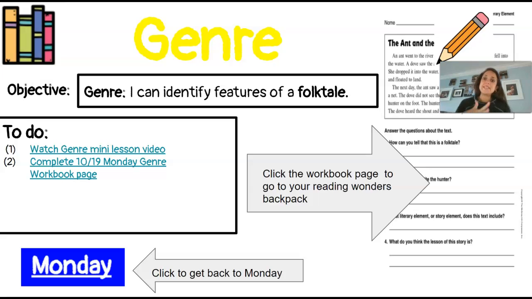Welcome to our last purpose as readers today on this Monday. I can identify features of a folk tale. Our to-do: watch this mini lesson and then complete October 19th Monday genre workbook page. That will be on your Reading Wonders backpack. You can click right here, this link, or you can just go right to your Reading Wonders backpack.